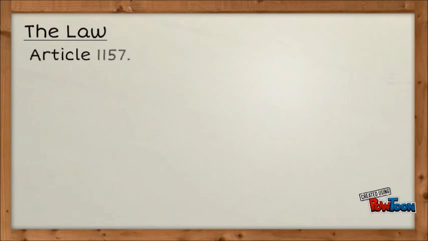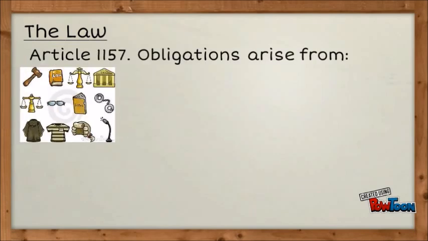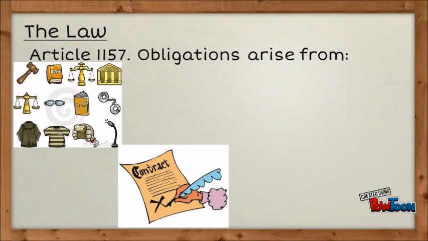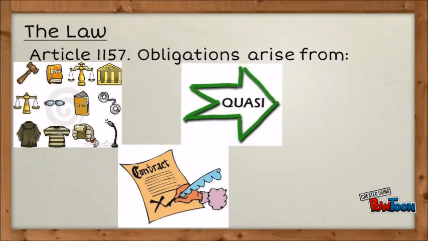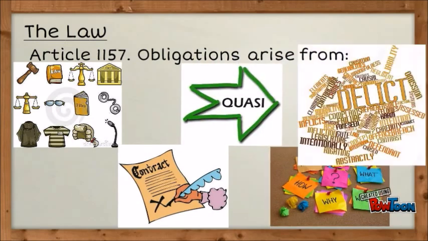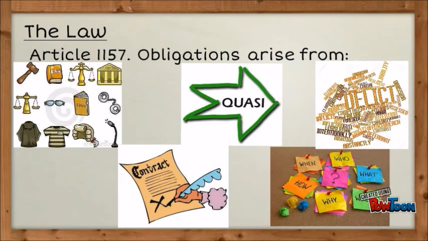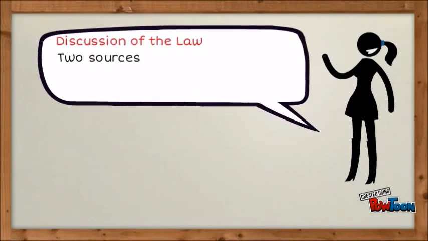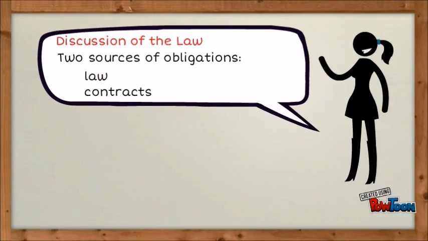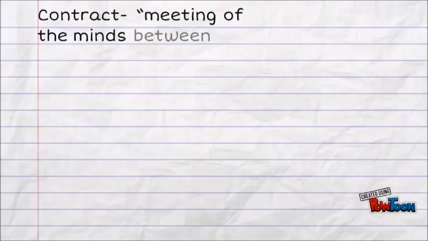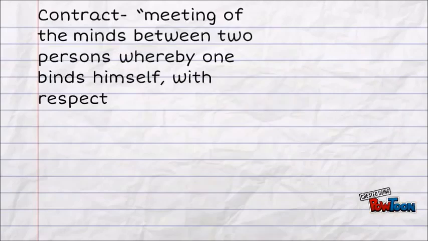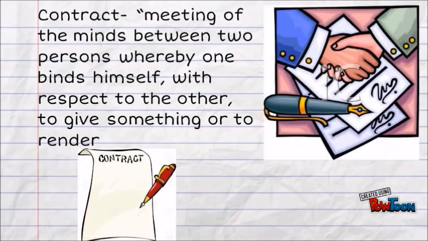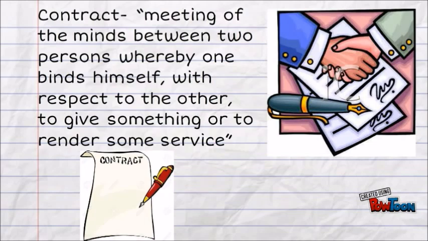According to Article 1157, obligations arise from law, contracts, quasi-contracts, acts or omissions punishable by law, and quasi-delicts. There are only two sources of obligation, which are the law and the contracts. A contract is a meeting of the minds between two persons whereby one binds himself with respect to the other to give something or to render some service.